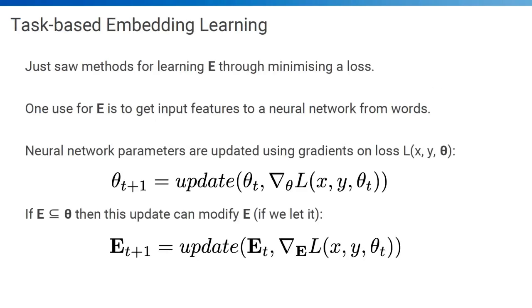Okay, so we've seen the general intuition behind learning vectors by counting context words. We've seen a more neural network inspired approach for estimating them based on maximizing scores or likelihoods. And finally, I want to talk a little bit, to wrap up this lecture, about task-based embedding learning.